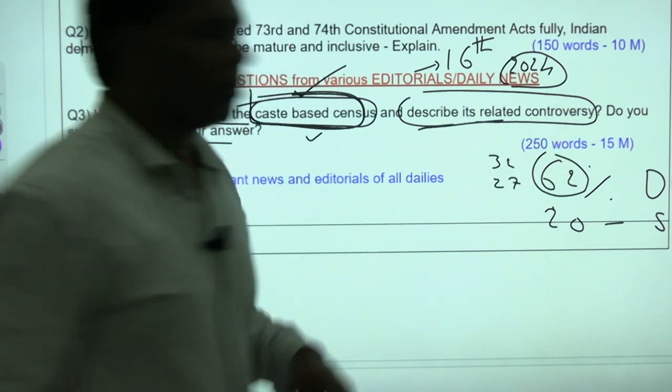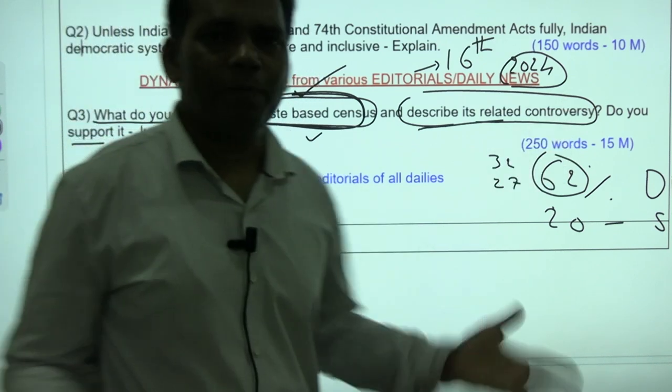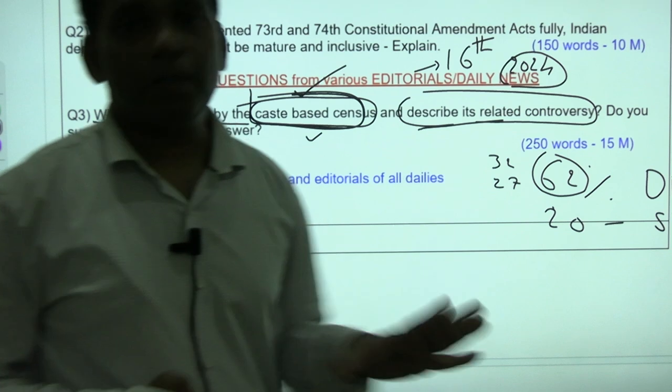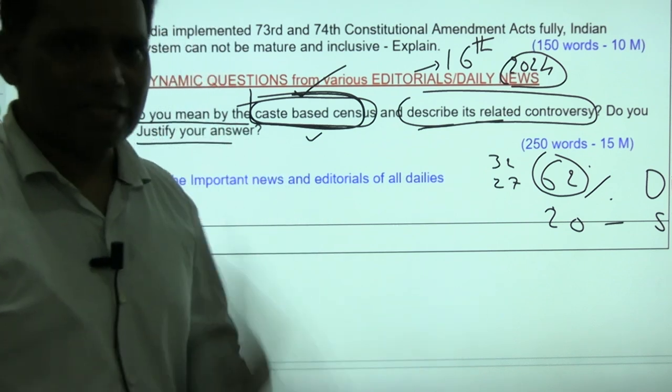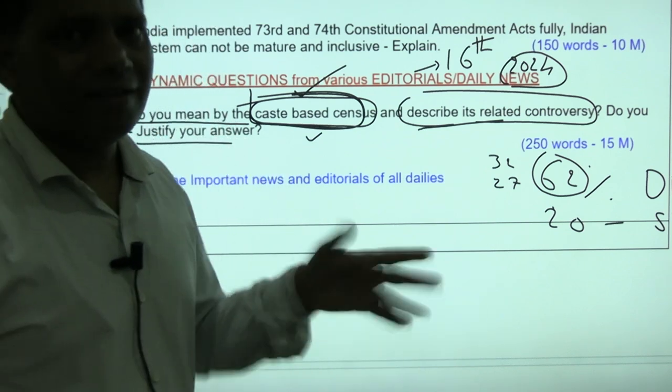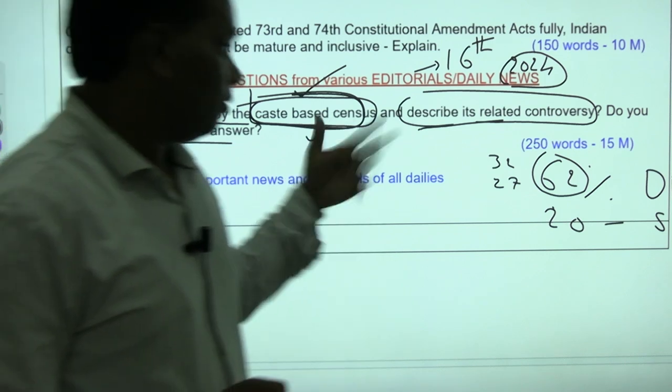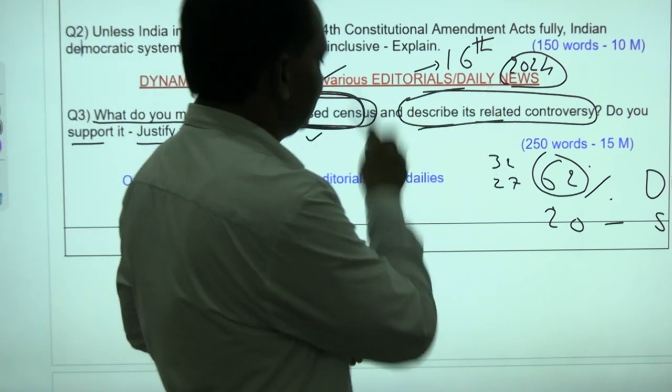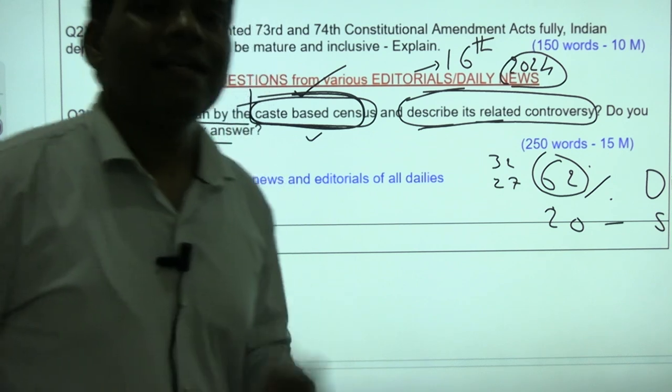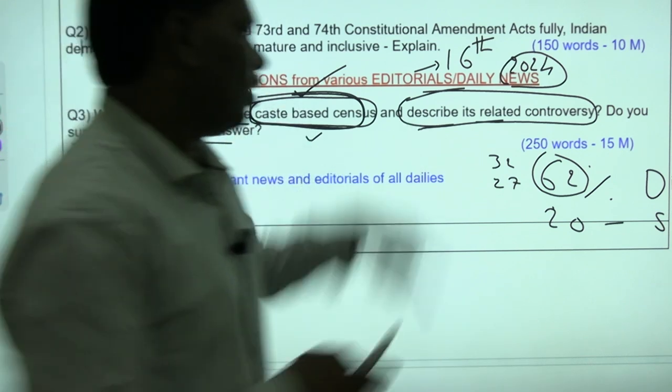Describe its related controversy, which I told you about earlier. Every party is opposing it, especially the ruling parties, while opposition parties, especially the INDIA group, which is around 16 coalitions, have already promised this caste-based census once they come into power.